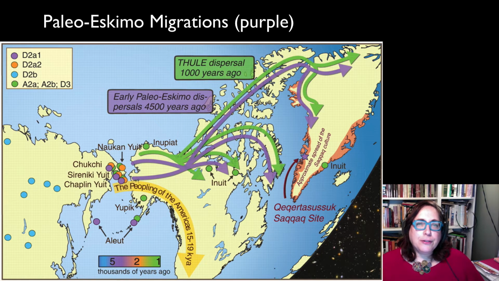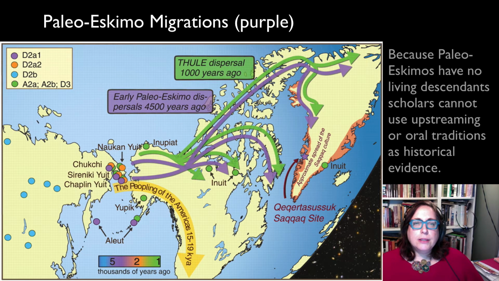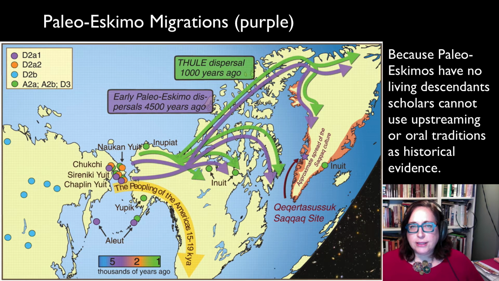So these first people are unrelated to the current residents of the Arctic. And these first people appear to have left no descendants whatsoever. They're referred to by scholars as Paleo-Eskimos. Scholars unfortunately cannot use oral traditions or upstreaming to try to understand these people, but instead they rely solely on archaeology to study their culture and history.